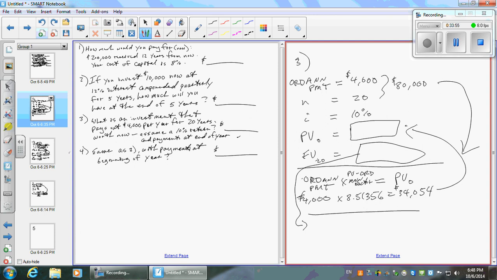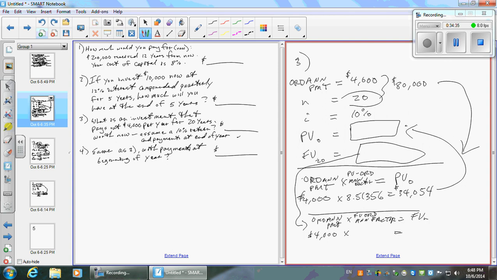So let's calculate this one. I still have an ordinary annuity payment, the same one, $4,000, times a future value of an ordinary annuity factor. That's going to give me a future value some number of periods from now. How many periods was that? 20. So I want to look up a factor for 20 periods, 10%, for a future value of an ordinary annuity.